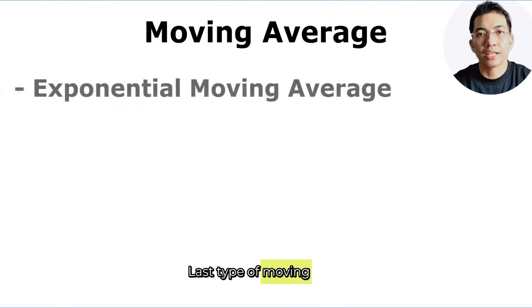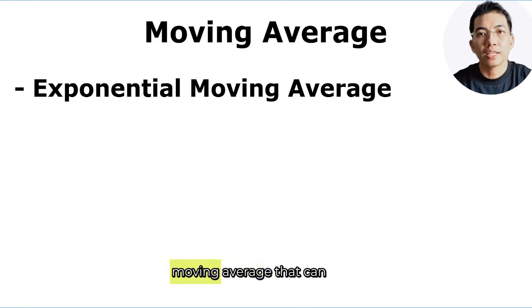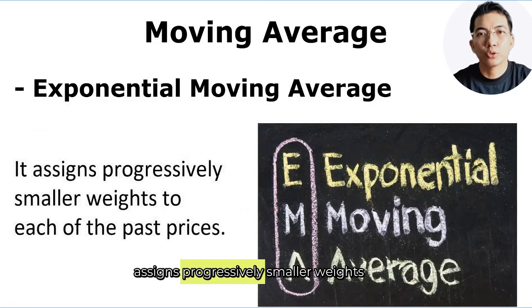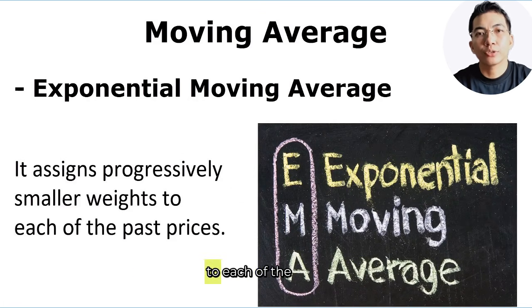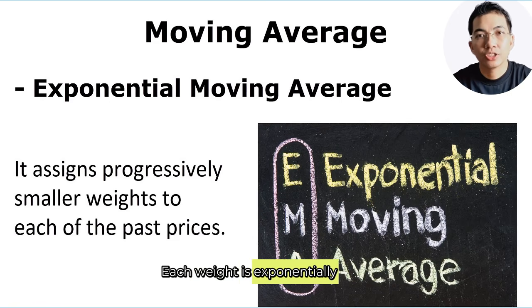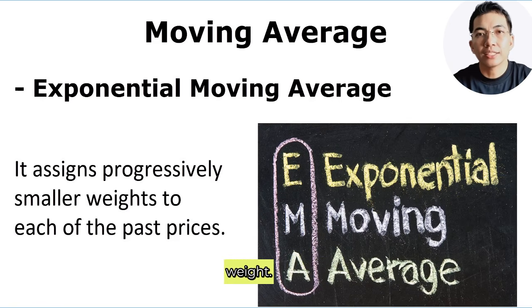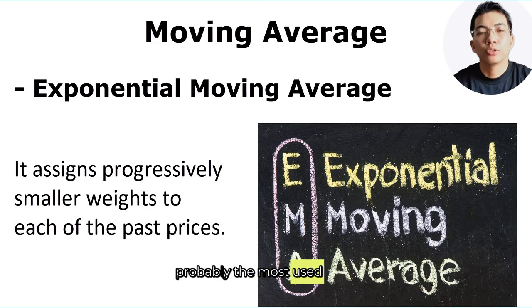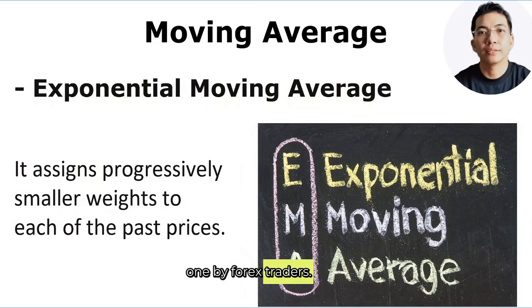Last type of moving average is the exponential moving average, that can be considered a special type of weighted moving average. The exponential moving average assigns progressively smaller weights to each of the past prices. Each weight is exponentially smaller than the previous weight. That's the reason of the name exponential moving average, and this is probably the most used one by forex traders.